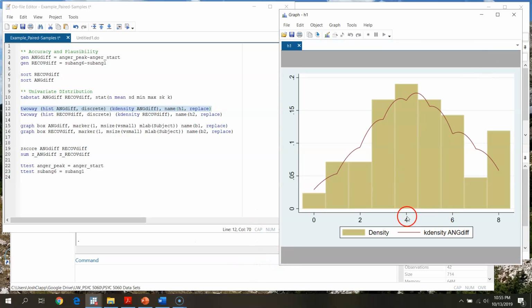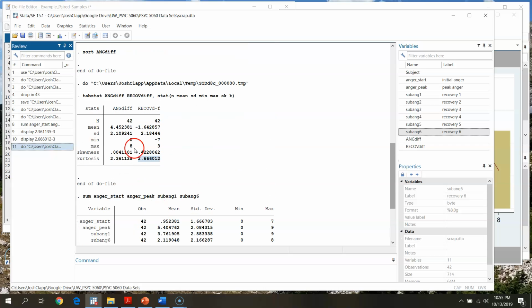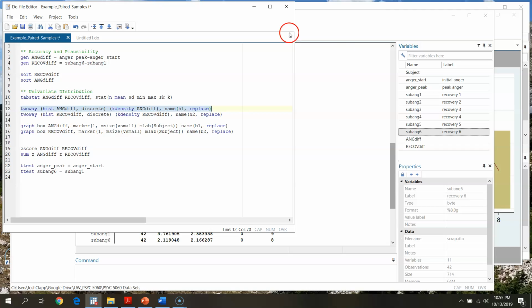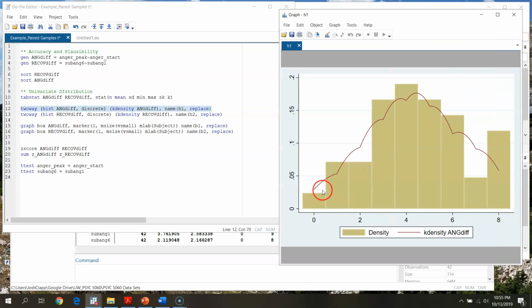And here's my distribution of my difference scores. So the bars, values for 0, 1, 2, 3, 4, 5, 6, 7, 8. Remember, if we went through and took a look, minimum max is 0 to 8. So we're just treating these as discrete here. My kernel density plot is making this all look reasonably normal-ish. Okay, so no concerns here.